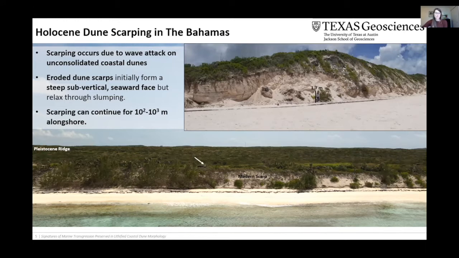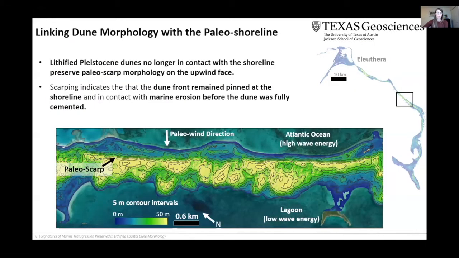So these examples can be used as analogs from the Holocene to help us understand similar erosional morphology in Pleistocene dunes throughout the region. So here's an example of a paleo dune scarp that's resolved in a digital elevation map with a contour map superimposed. The Pleistocene dunes with paleoscarps are no longer in contact with the modern shoreline due to later Pleistocene and Holocene accumulations on the upwind margin.